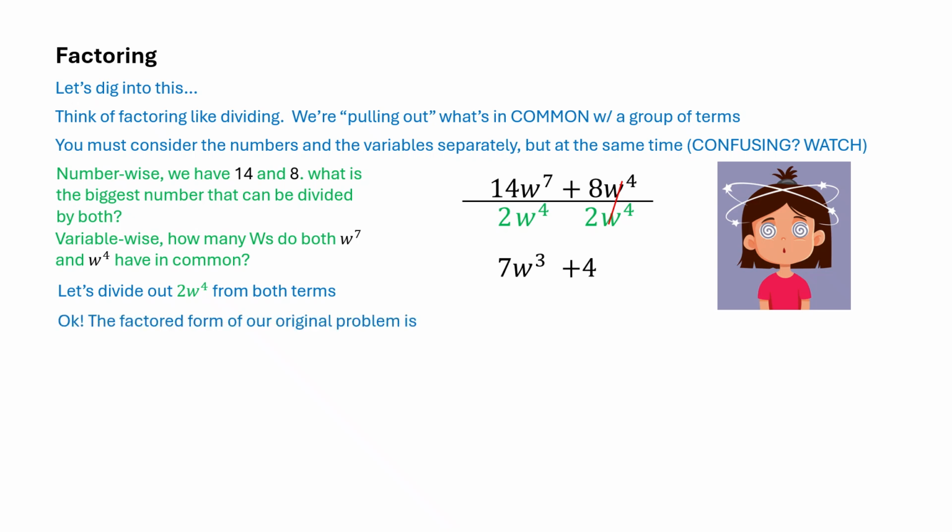Okay, so now the factored form of our original problem is 2w to the 4th power, in parentheses, 7w to the 3rd power, plus 4.